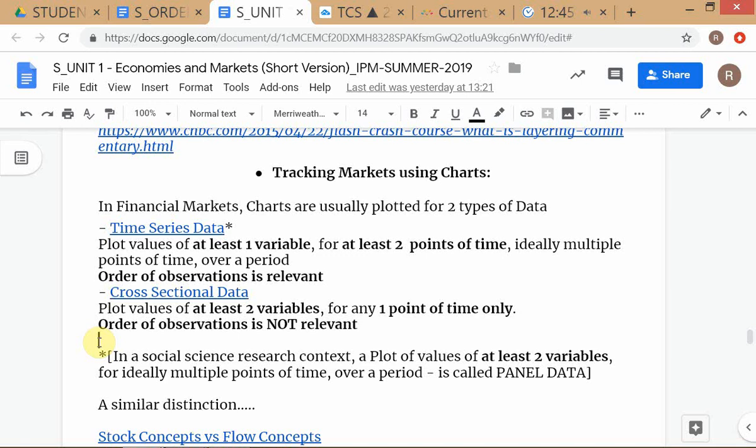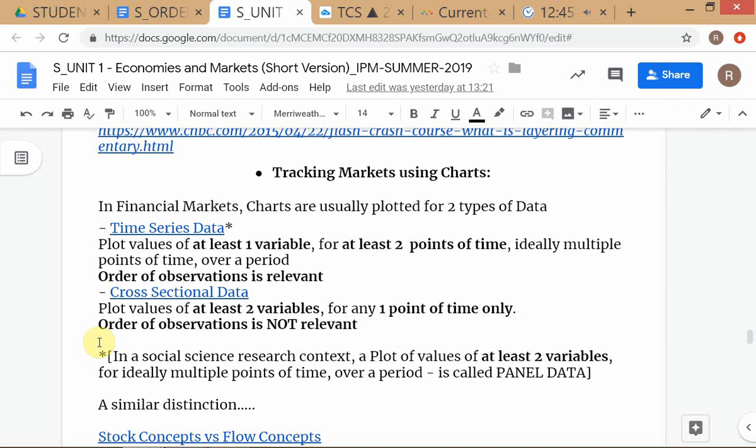Okay, so the other point about cross-sectional data is that the order of observations is not relevant. If I take everybody's temperature, whether I write Adarsh's name first or Hardik's name first doesn't make a difference, because it doesn't change the information being provided. All you need is the name of every student and their temperature.